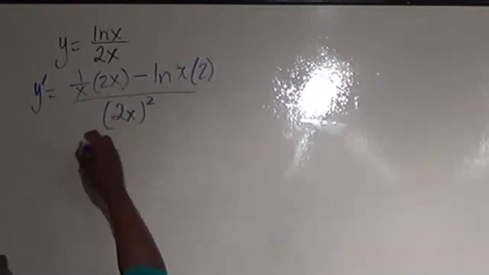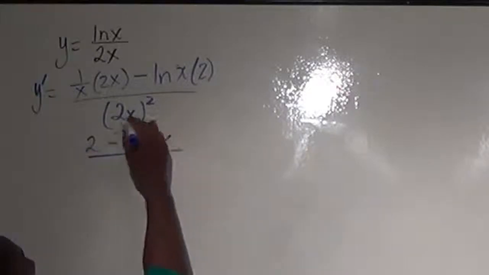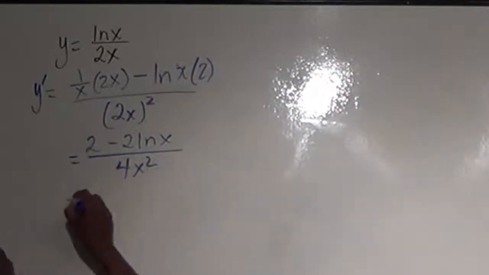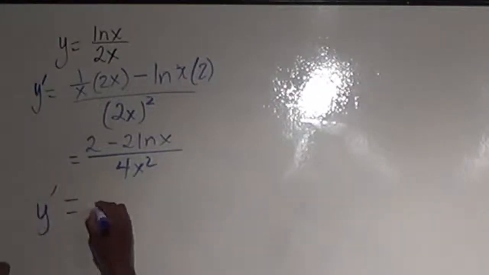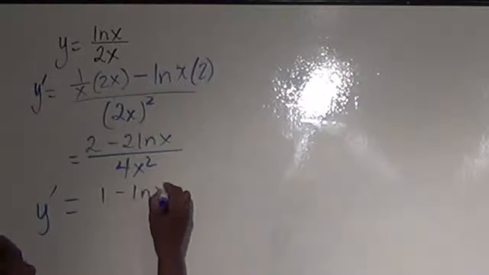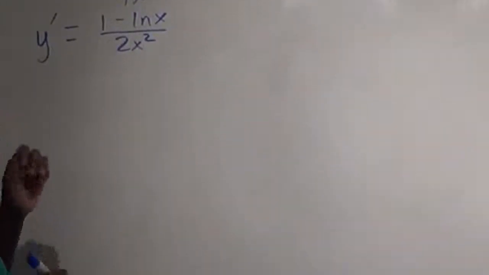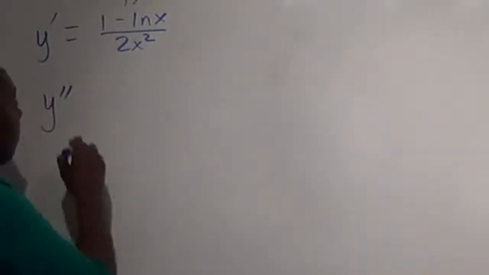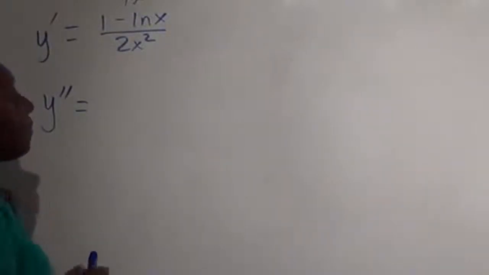So here we can see this is going to be a 2 minus 2 ln of x all over 4x squared, which we can pull a 2 out of, so 1 minus ln of x over 2x squared. Okay. For our second derivative, okay, same thing, it's a quotient rule again.